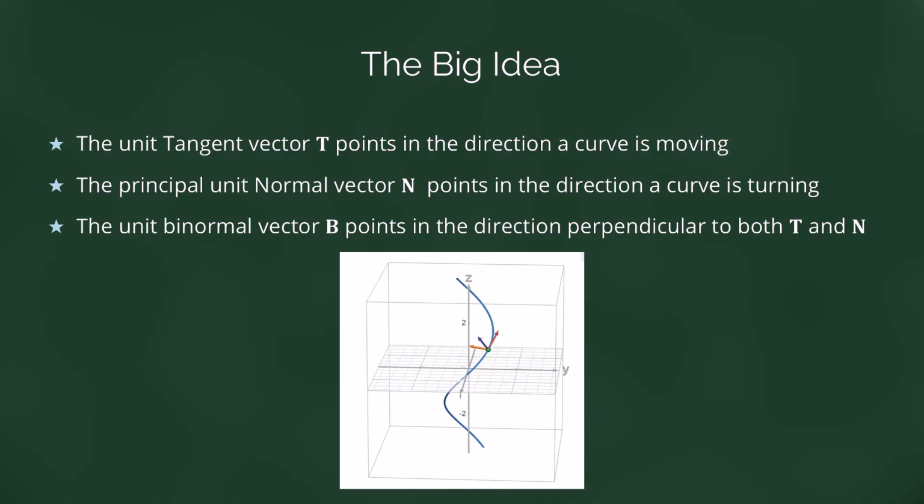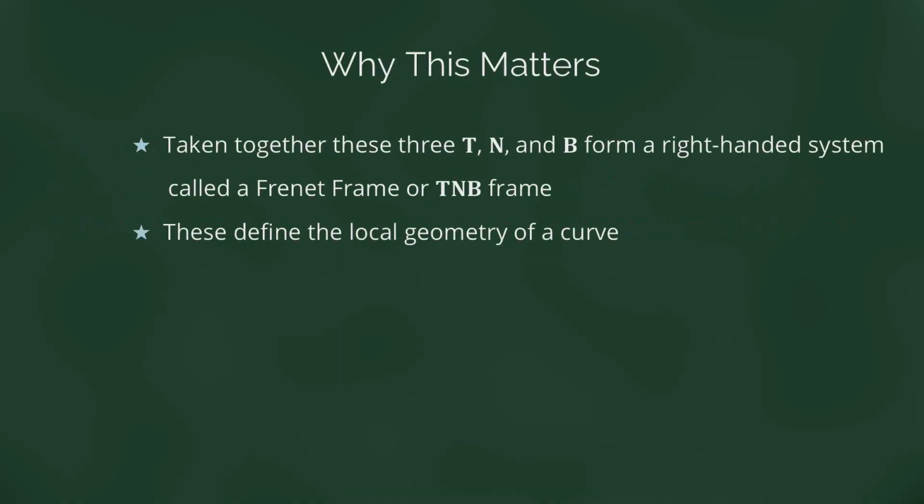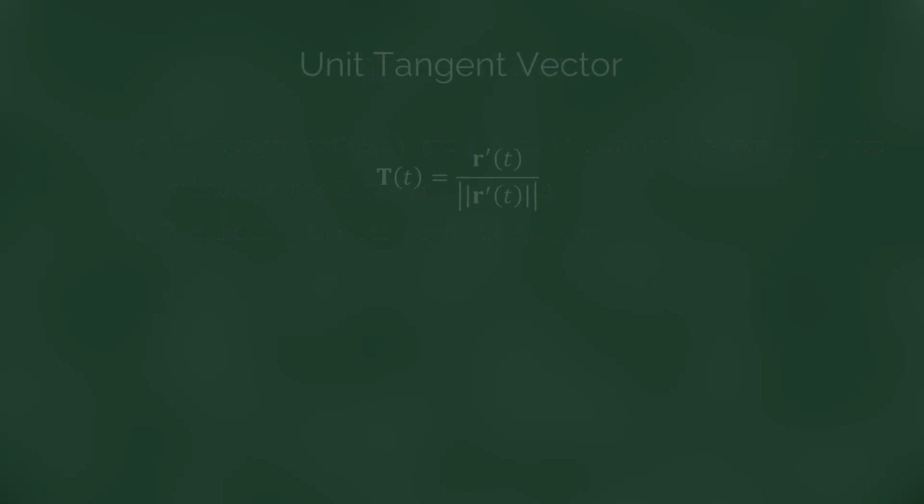We can see in this animation that as we move the point around the curve, the vectors move along with it, continually pointing in their prescribed directions. When we take these three vectors together, we get a right-handed system, which is called a Frenet frame or a TNB frame, which allows us to establish a coordinate system with any given point as its origin. These then together help us define the local geometry of a given curve.